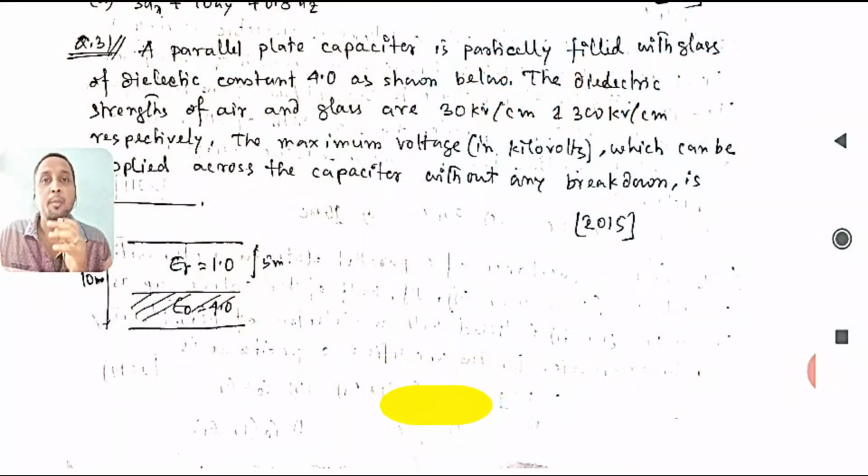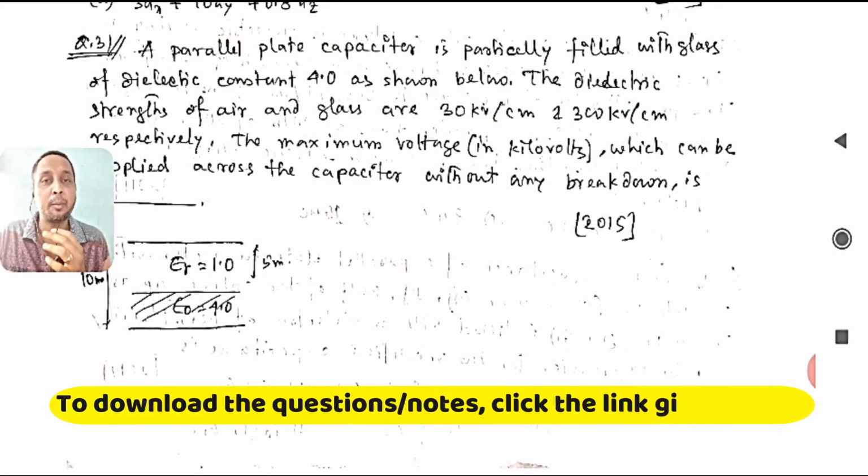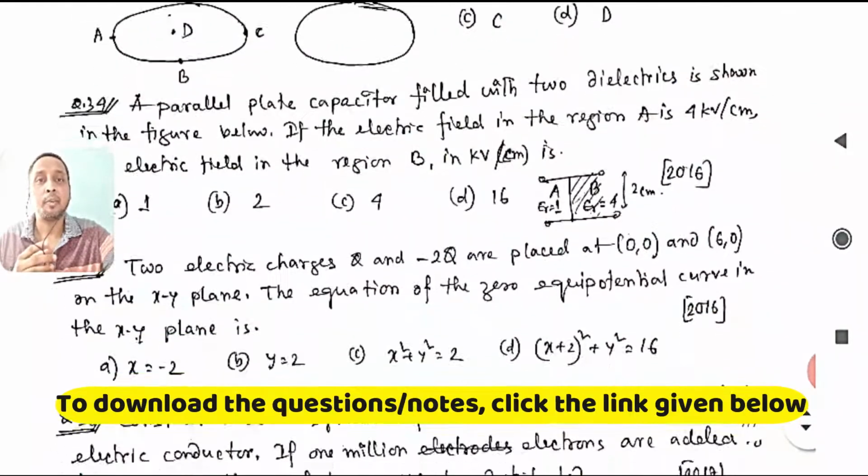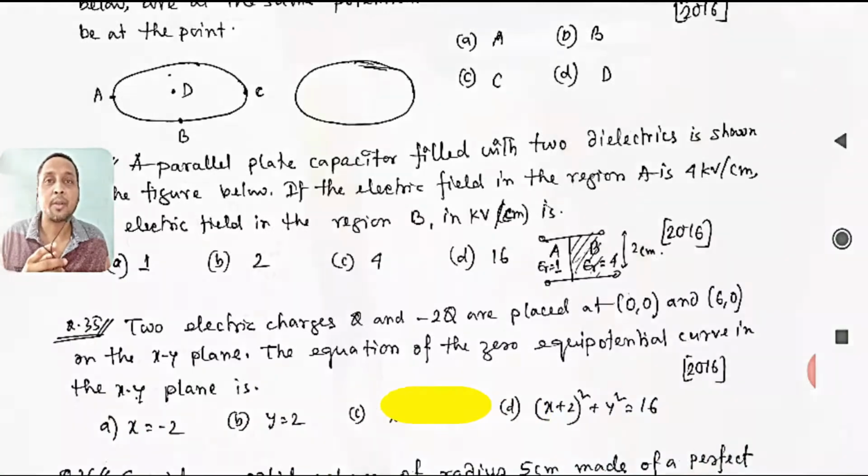Okay students, welcome you all to this new lecture in the GATE EM theory series. So today again we will be solving 5 questions, starting from question number 31, 32, 33, 34 and then 35. Okay, then let's try to solve these questions.